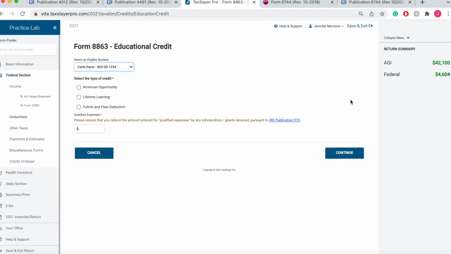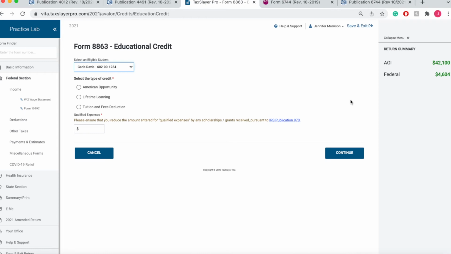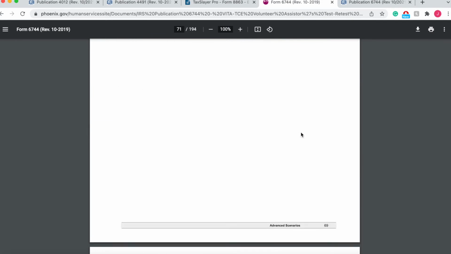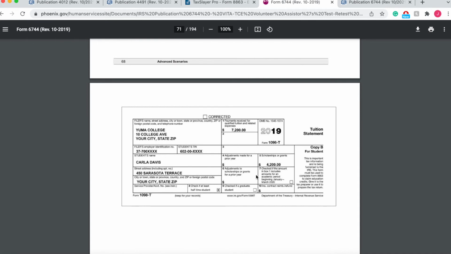I click begin. And so it gives us an option here to select an eligible student. So I can select any of Carla, Ollie, or Jennifer Morrison. And so it's pre-populating with Carla, and the reason it's doing that is because I checked that she was a student when I originally entered her information. And so now we're just going to go ahead and take the information on this right here and on the 1098-T, and we're going to bring that on to TaxSlayer.